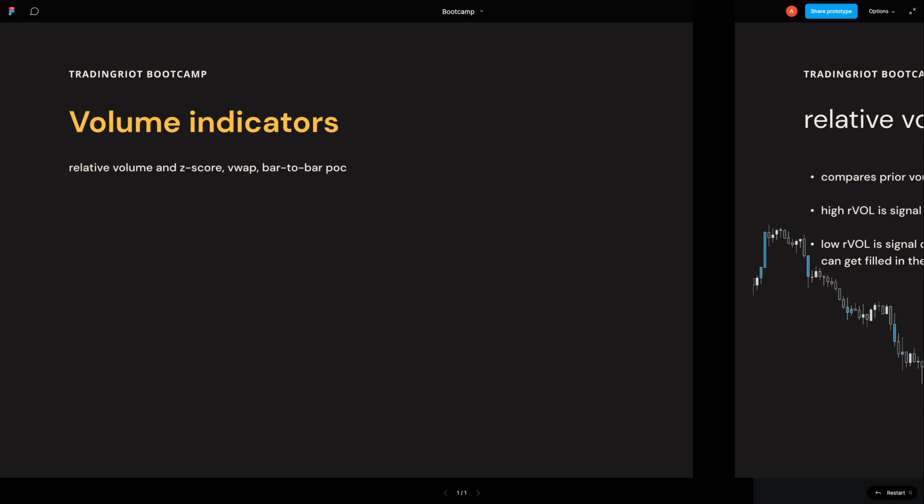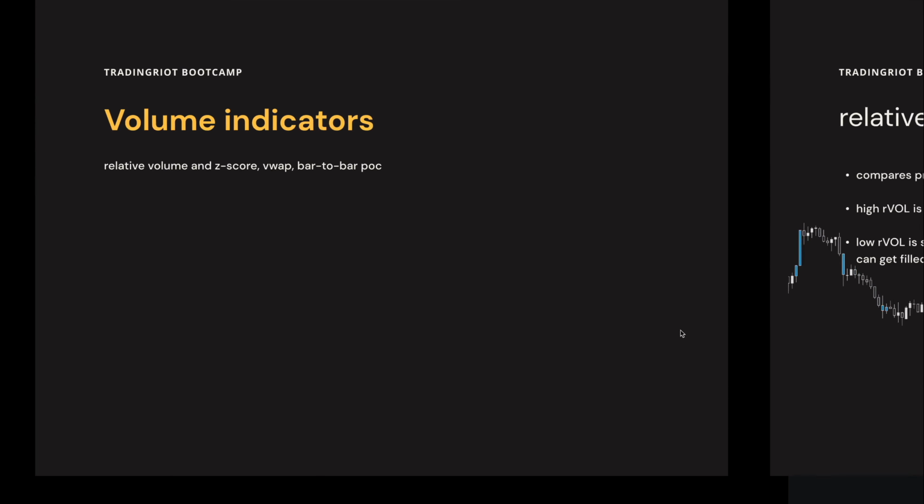Volume indicators. Volume indicators are extremely important and useful for my personal trading. There are only three of them, so once again it's nothing too complicated to go through.